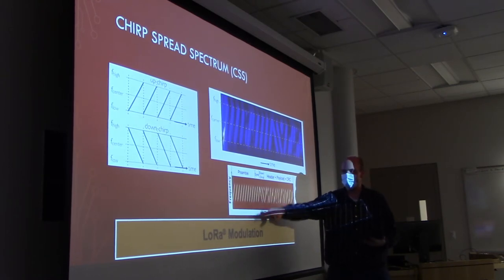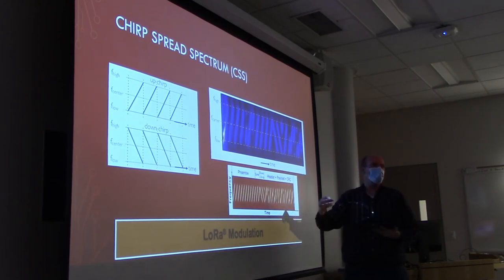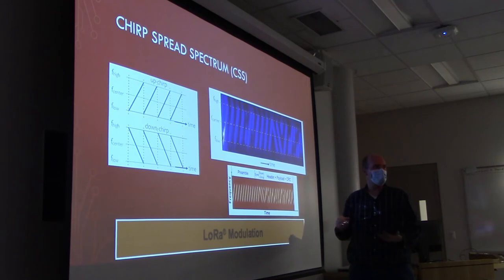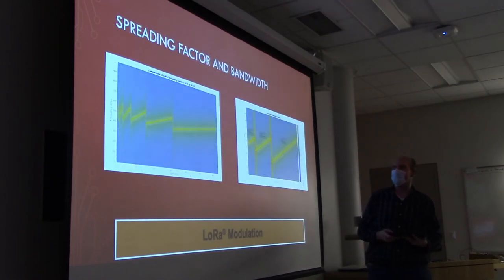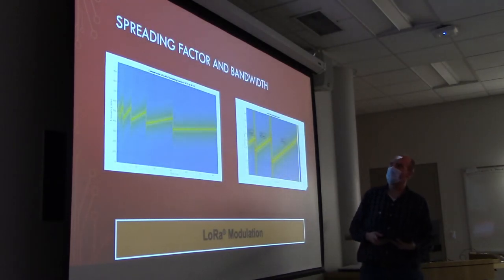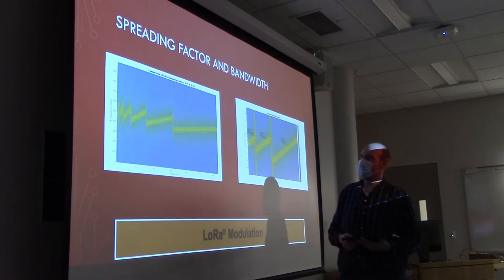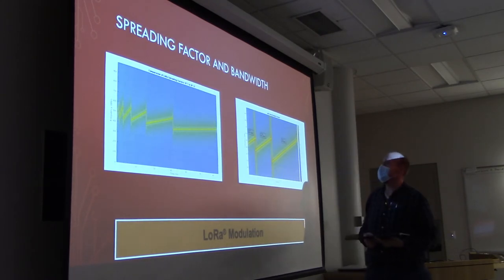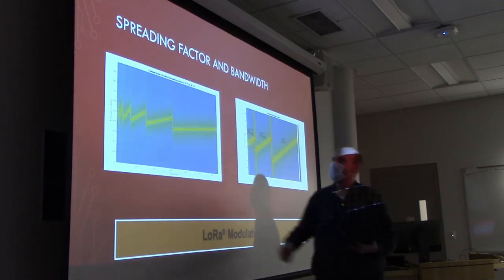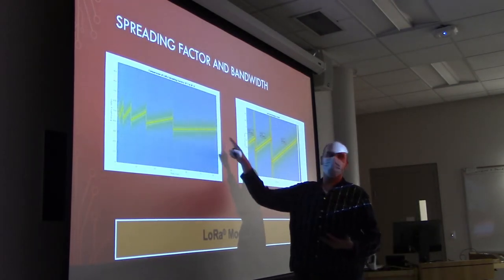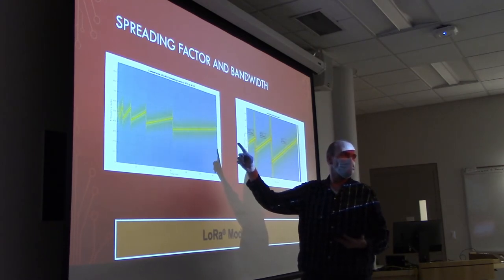If these were bigger or spread out, typically if it's buried in noise, it's going to be a little easier to pick out the feature just with your eye. And if you think about how you can pick it out with your eye, you can think about how the receiving radio can deal with it as well. One of the things that you can control with the LoRa radios is what's called spreading factor. Spreading factor basically refers to how long in the time domain these chirps are.